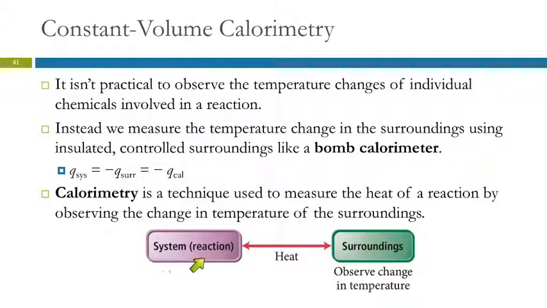So we've got our system. We're defining that as the chemical reaction we're interested in. And we have the surroundings. We're going to make this the bomb calorimeter. And there's heat being transferred between these. And we can observe the change in temperature of the surroundings.